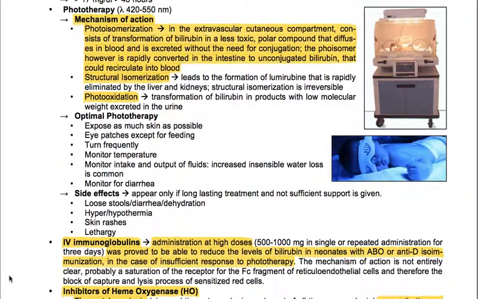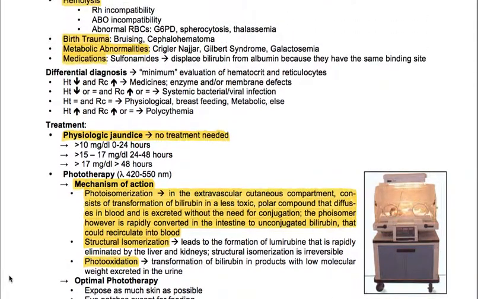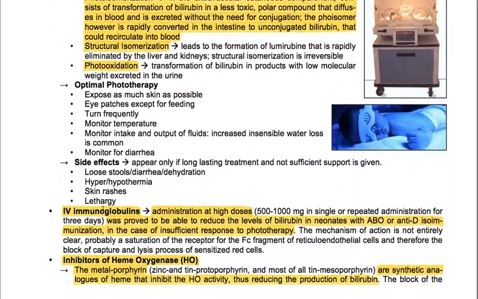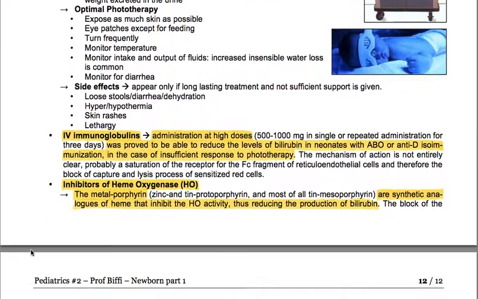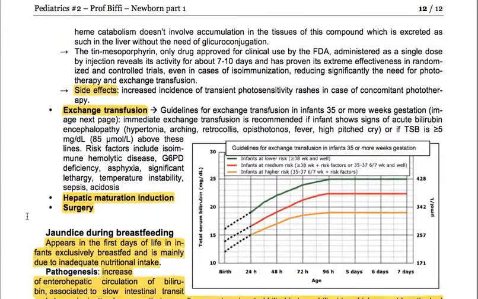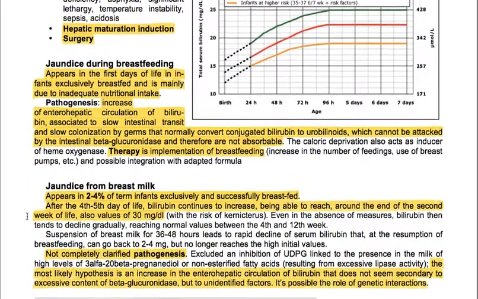To repeat the treatments: physiologic jaundice, no treatment needed. Then we can use phototherapy, IV immunoglobulins at high doses, inhibitors of heme oxygenase, exchange transfusion, hepatic maturation induction, and surgery.